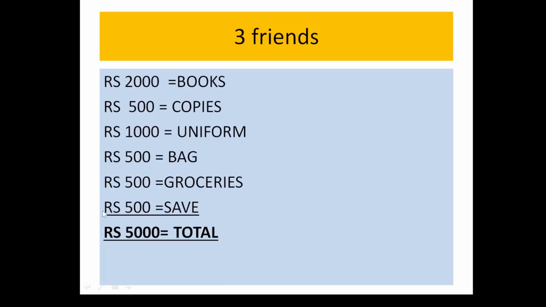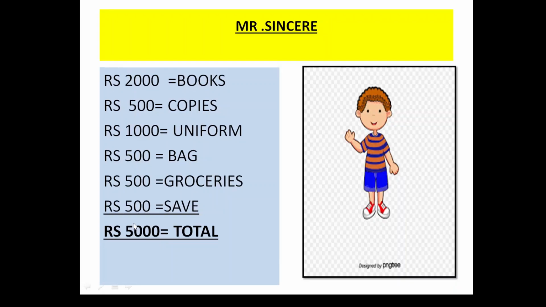And additionally, they had to at the same time save rupees 500 in this amount. Now, the first boy, Mr. Sincere, as the name suggests, is a very obedient boy. So, as his mother had directed him, he bought rupees 2,000 for the books, 500 for the copies, 1,000 for the uniform, 500 for the bag, 500 for the groceries, and 500 for the saving purpose. He followed the instructions as they were given by his mother.